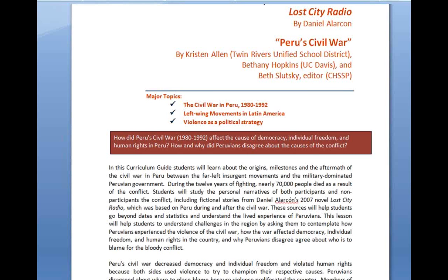for the educators themselves. So, for example, in this curriculum guide, students will learn about the origins, milestones, and aftermath of the Civil War in Peru between the far-left insurgent movements and the military-dominated Peruvian government. During these 12 years of fighting, 70,000 people died as a result of the conflict. Students in this unit will study the personal narratives of both participants and non-participants in the conflict.